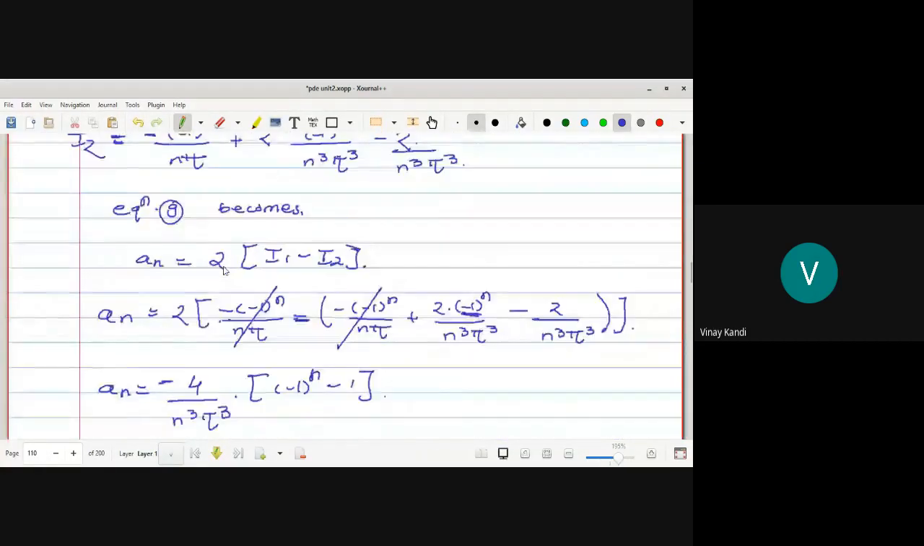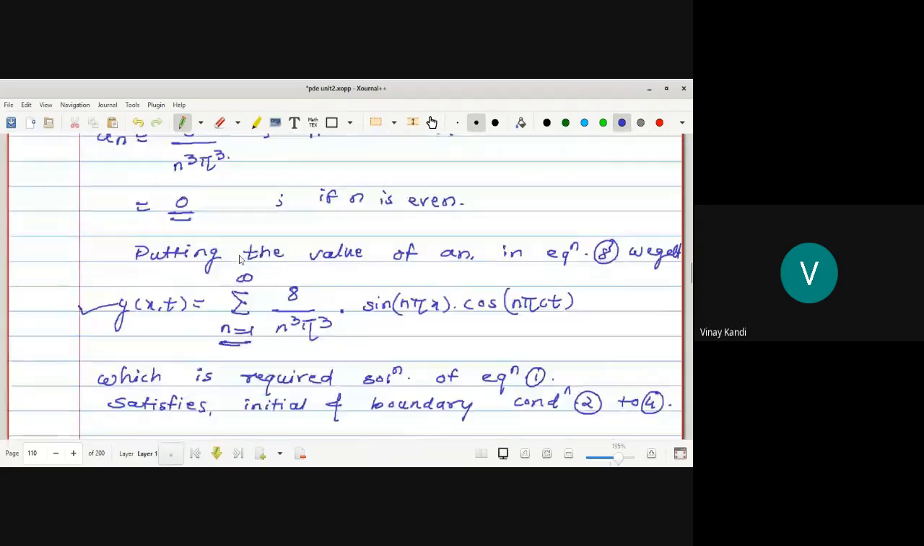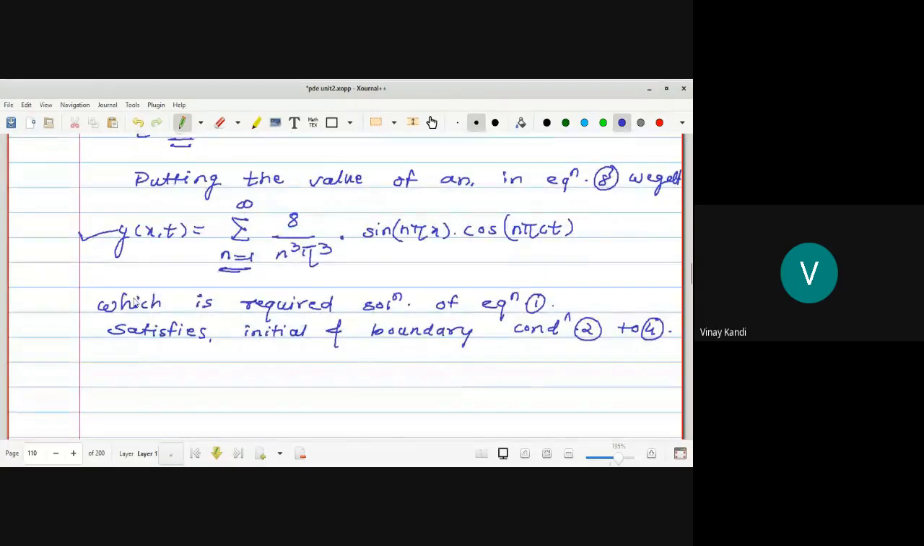So we get y of x, t. Any doubt? The rest is all calculation. So y of x, t is equal to summation n running from 1 to infinity 8 upon n cube into pi cube into sin n pi x into cos n pi ct. Any doubt up here? You can ask if you have doubts. And tomorrow we will see the uniqueness of the solution of the wave equation. Is this solution of the wave equation unique, or can the wave equation have more than one solution? We will see that too.